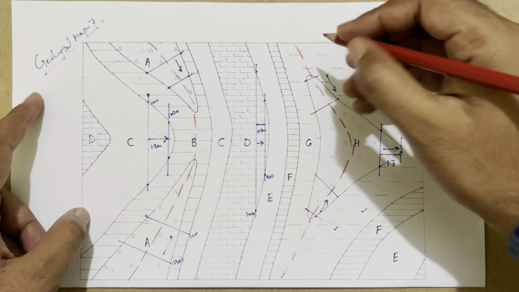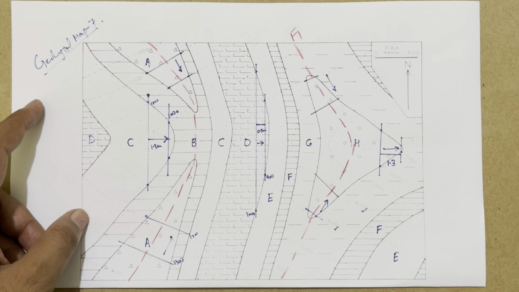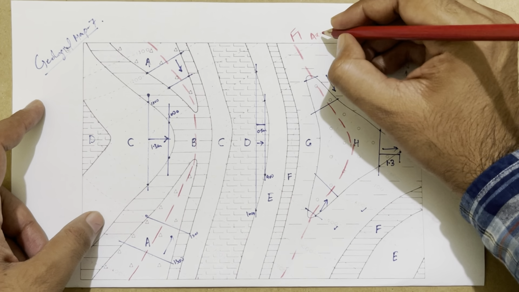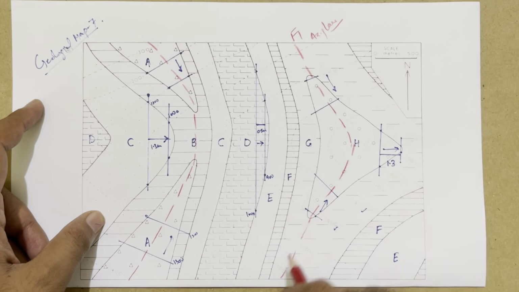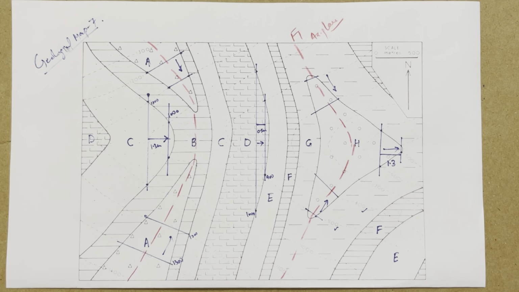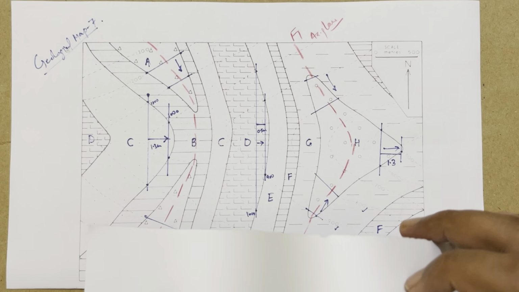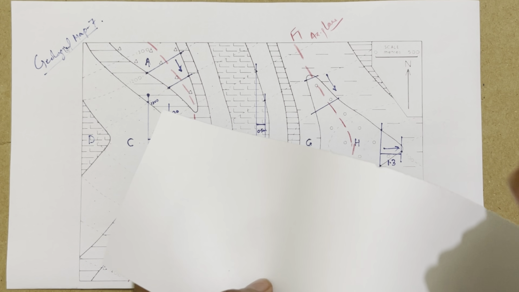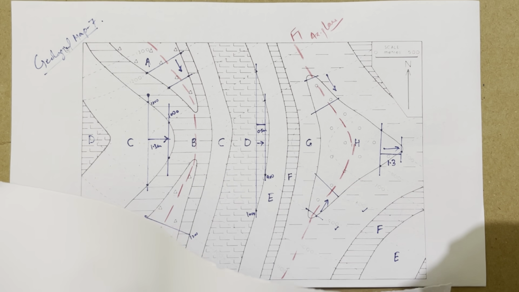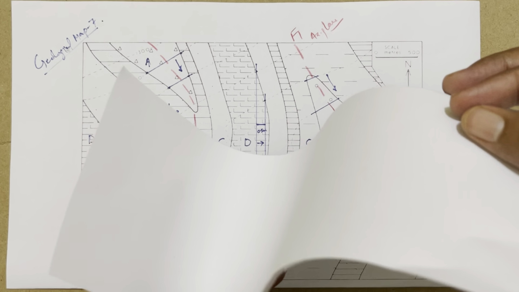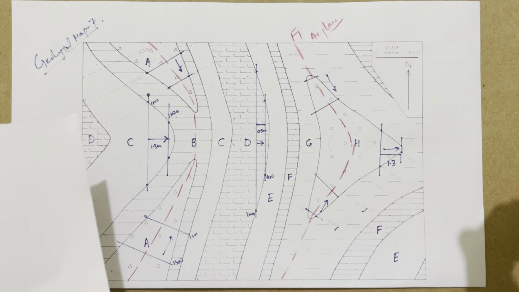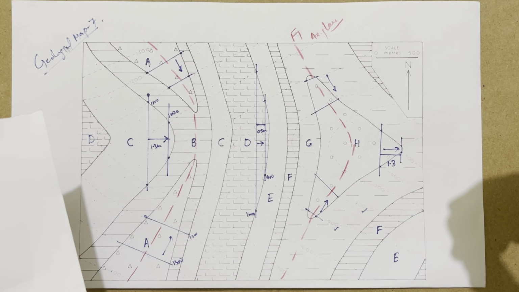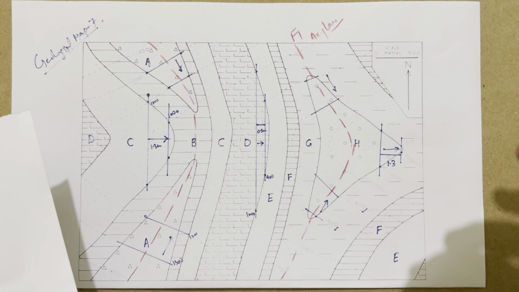This one is our F1 fold, whose axial plane is curved now. I will show you how this is going to happen. This is very interesting. If you have the concept of overturned fold, then you can easily understand this part. And which one is the older one, we have to think about it.